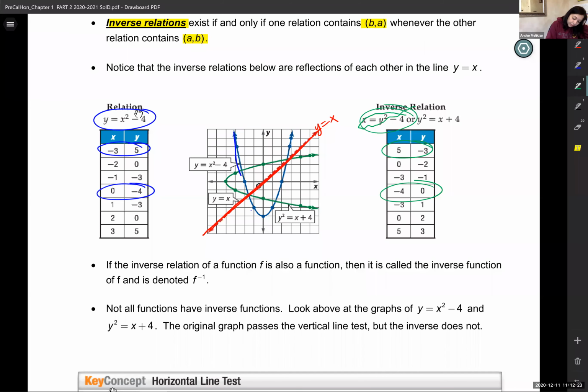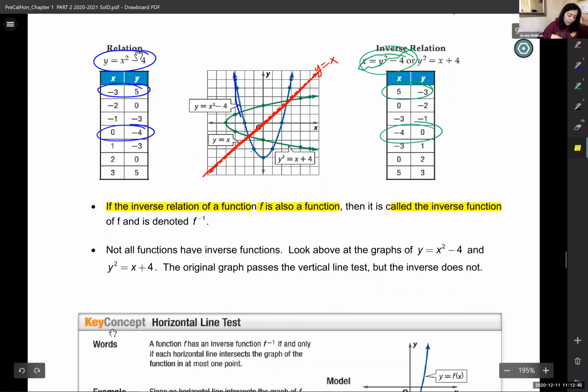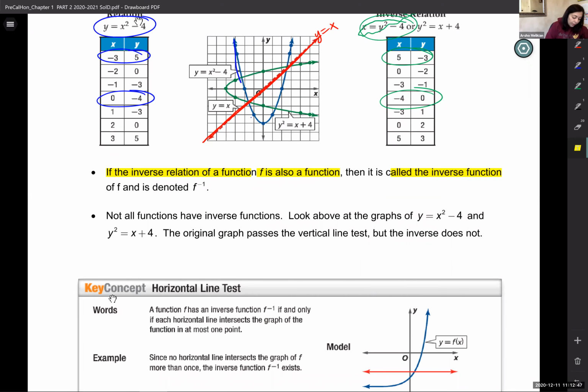Now, if the inverse relation of a function is also a function, then it is called the inverse function. So in this case, look at the green, that's the inverse, that's not a function. So I can't call it an inverse function, it's just the inverse of the first one. Another important thing is not all functions have inverse functions, right? So this one here, clearly that blue does not have an inverse function.